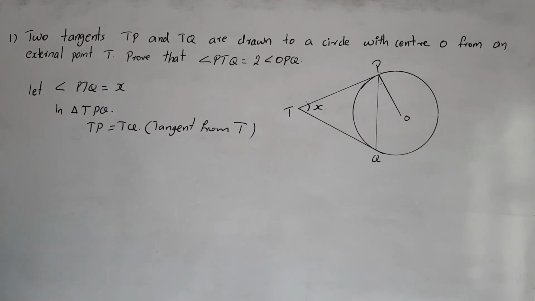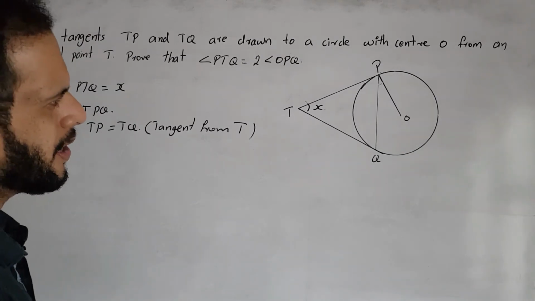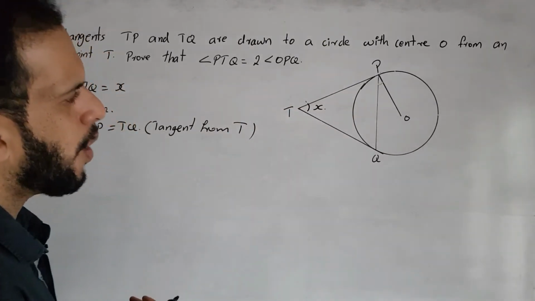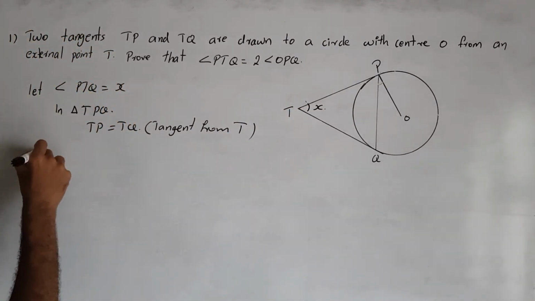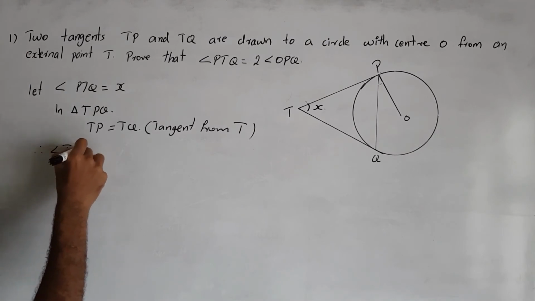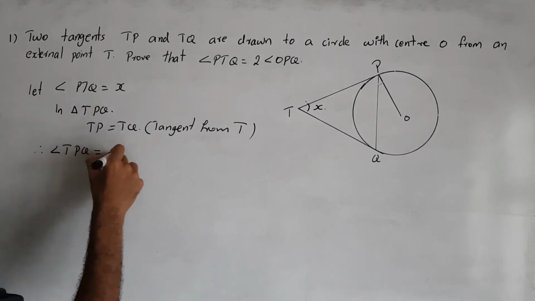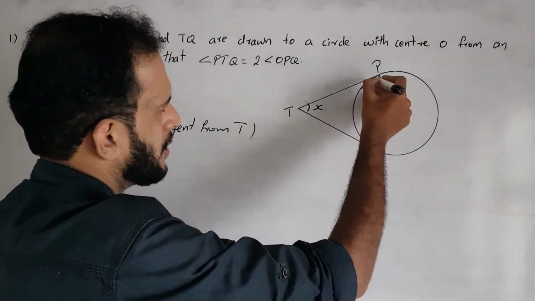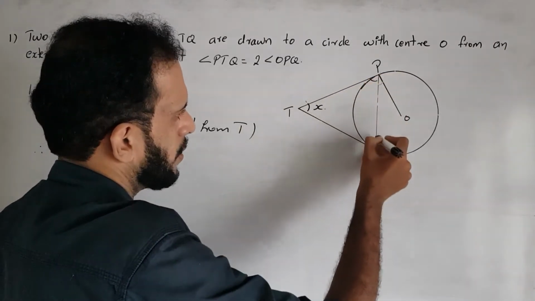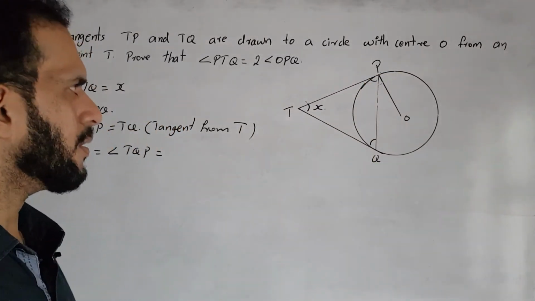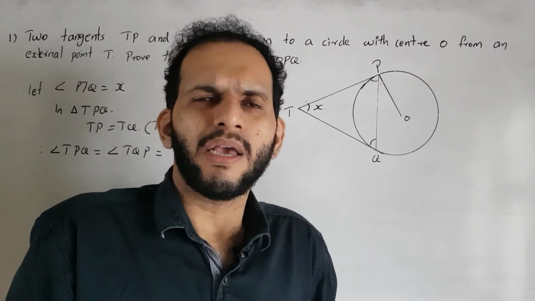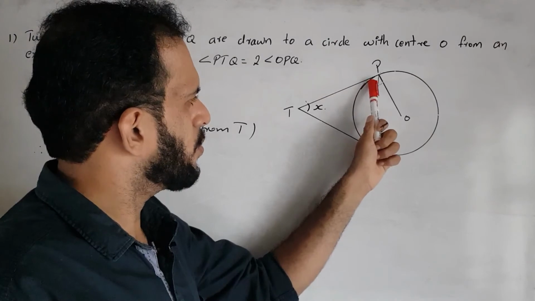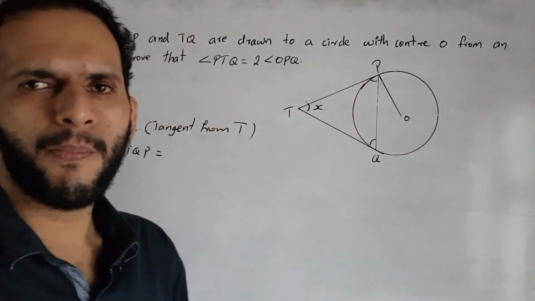So TP and TQ are equal. Then in this triangle it is very clear the angle opposite to TP and the angle opposite to TQ are also equal. Therefore angle TPQ is equal to angle TQP, correct? Then we get that these two angles are equal, and these two angles are equal. So this angle measurement is equal to x, and now these angles are equal.